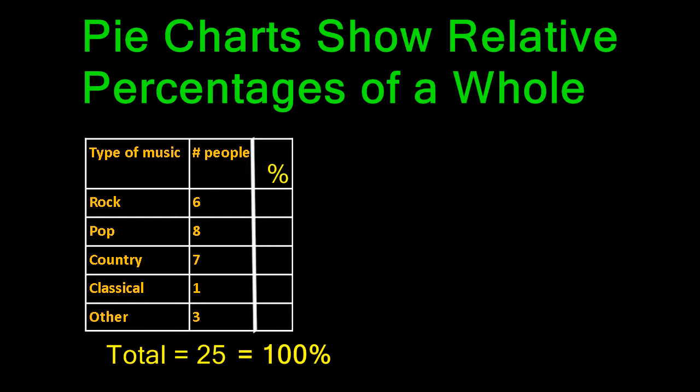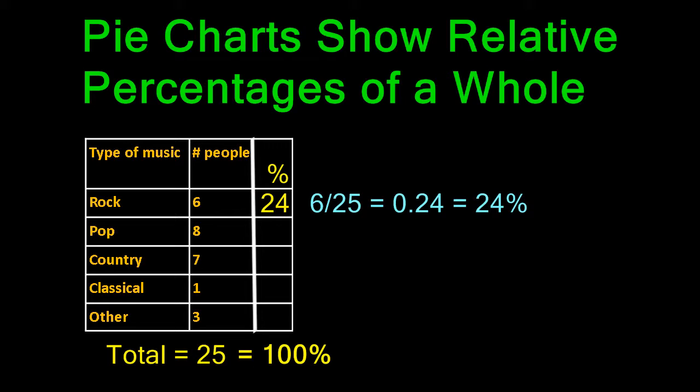In order to calculate the percentage of people who prefer rock music, we would need to take the number of individuals who like rock music, 6, and divide it by the total number of individuals in the class, which is 25. Using a calculator, that gives us a number 0.24, which is equal to 24%. We'll add that to our table.